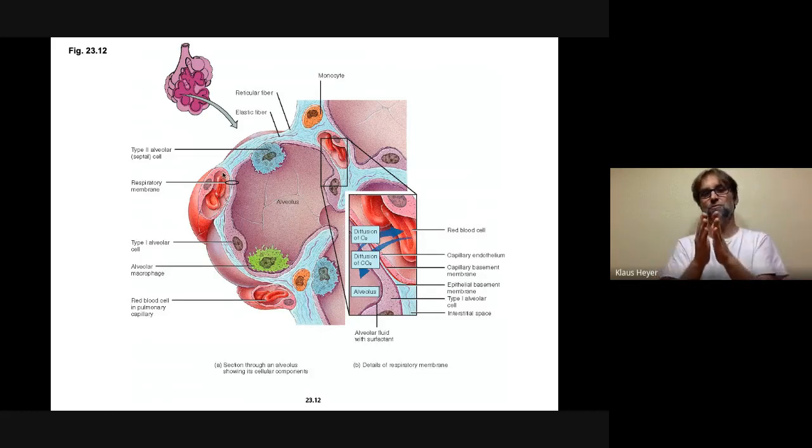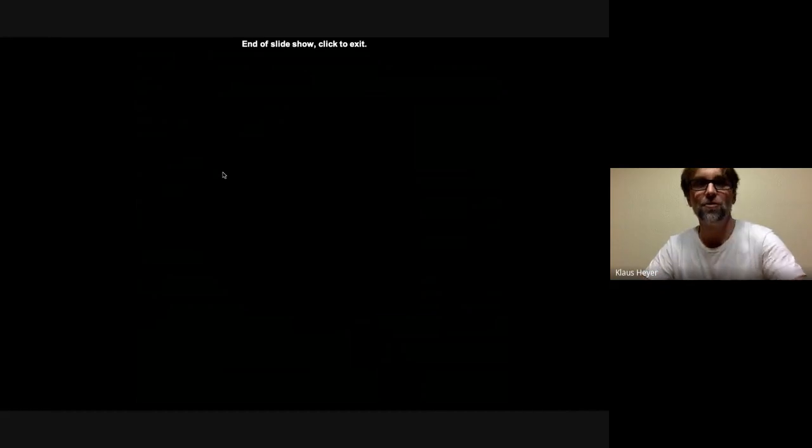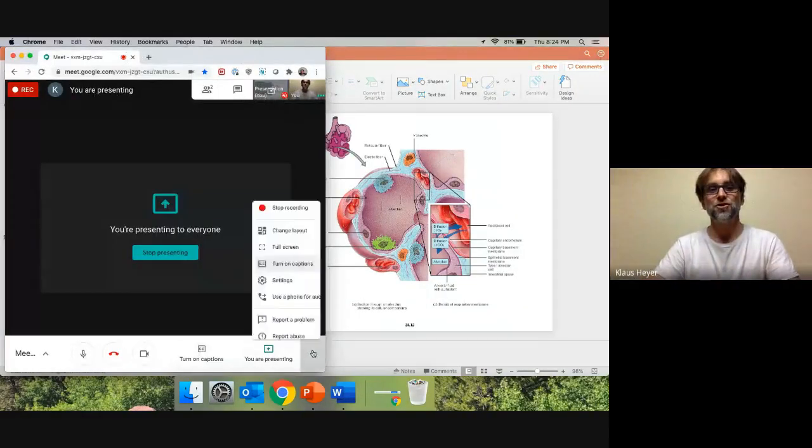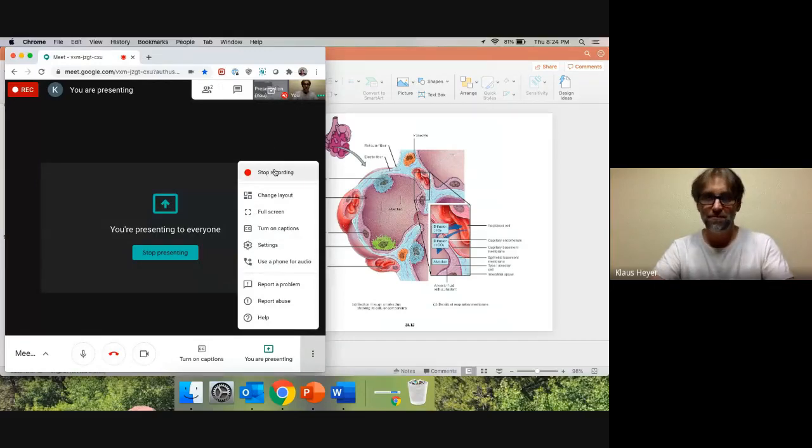So you're going through the epithelial tissue of the alveolus and its basement membrane, and the same thing for the blood. Then you're moving through the basement membrane of the blood vessel and then the endothelial cells of the blood vessel. And that's the respiratory membrane. So that is an introduction. If you have any questions, let me know.